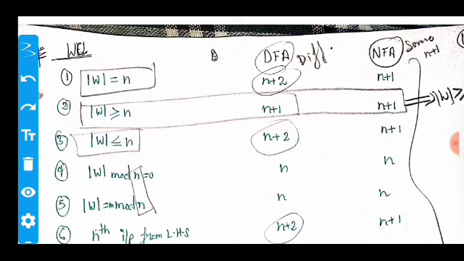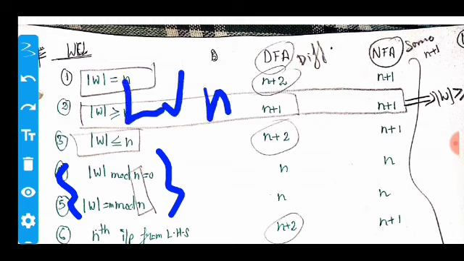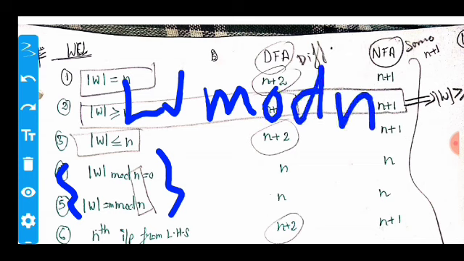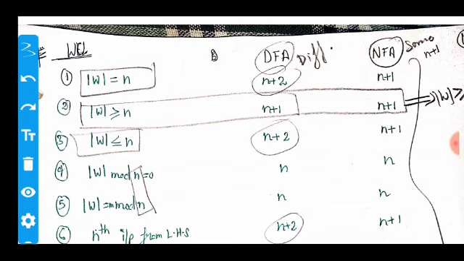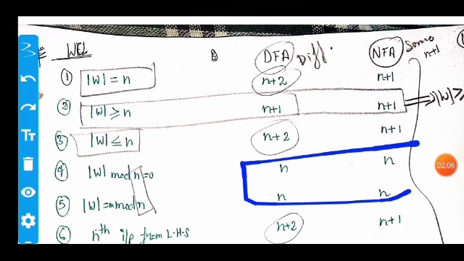Now comes the other important formulas related to the number of states. When any language or word is in the form of mod n, then n represents the number of states, in the case of both NFA and DFA.